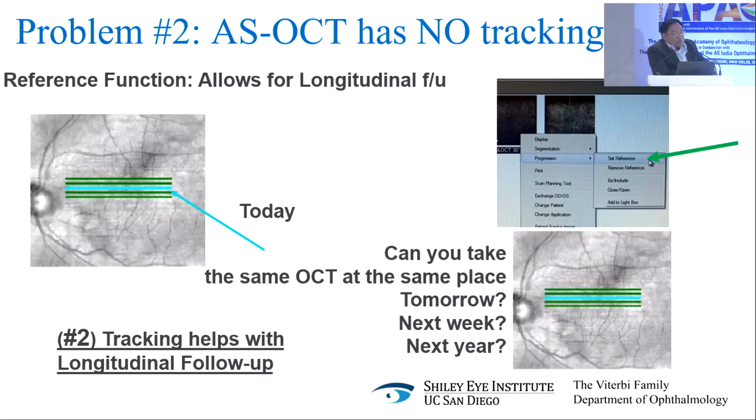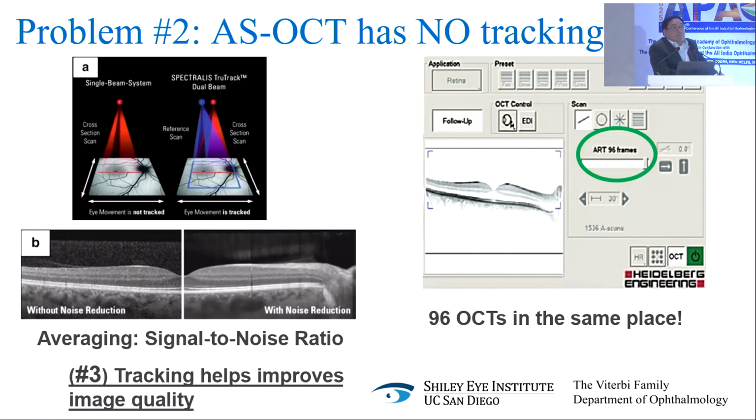Number two, tracking allows for longitudinal follow-up. Because if you put the OCT here, and if you can place it at the same location, next week, next month, next year, you can get the OCT at the same place again and actually have very precise follow-up. Benefit number three, tracking allows for averaging.